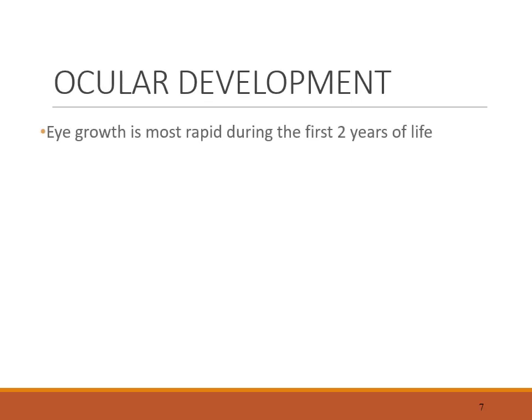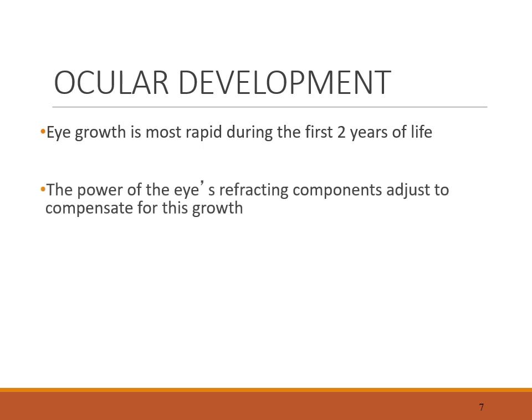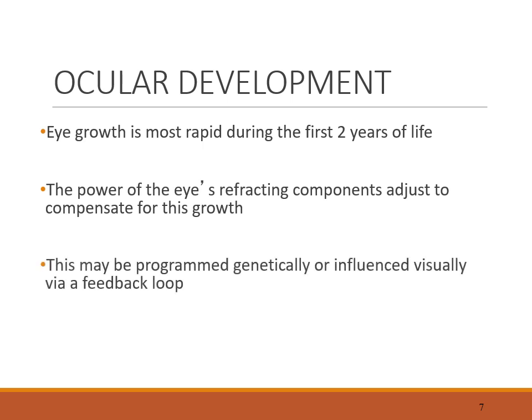Ocular development. This is a revision only. The eye grows most rapidly during the first 2 years of life. The power of the eye's refracting components adjusts to compensate for this growth. This may be programmed genetically or influenced visually via a feedback loop. And this process is called emmetropization.